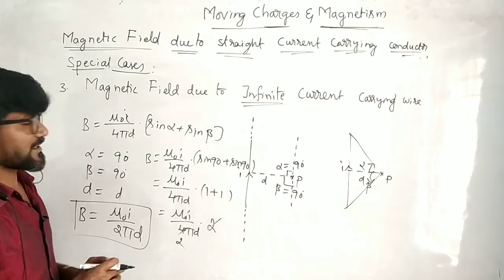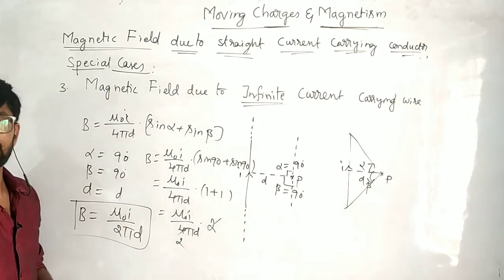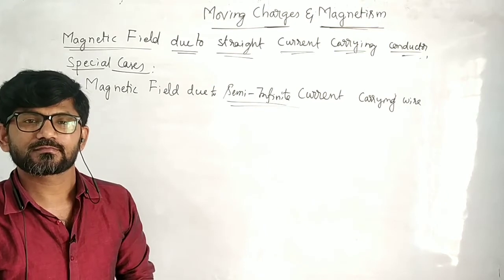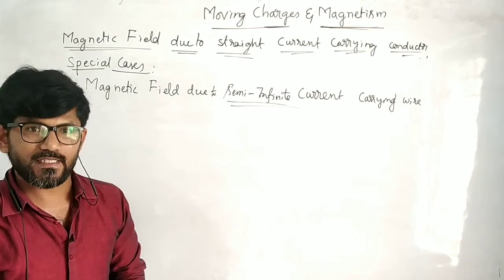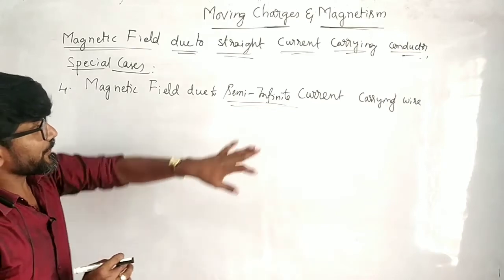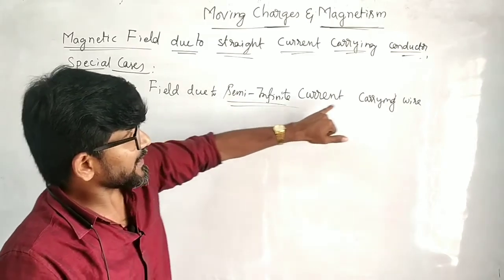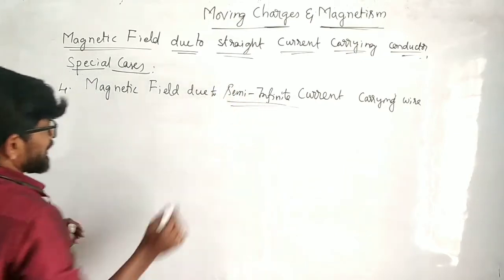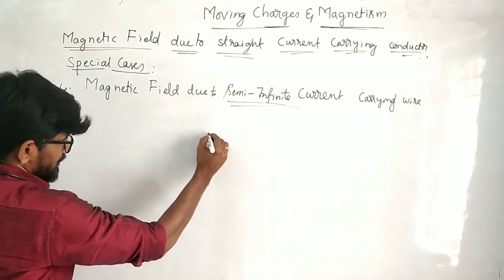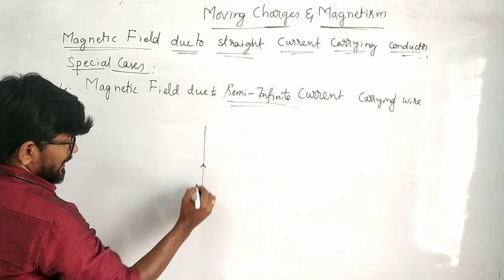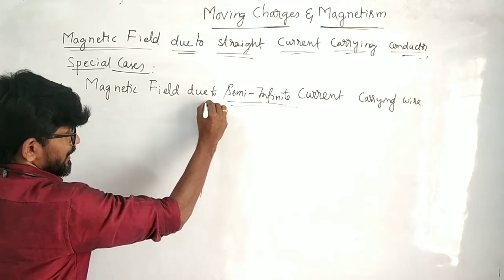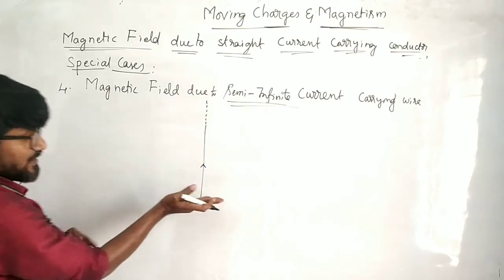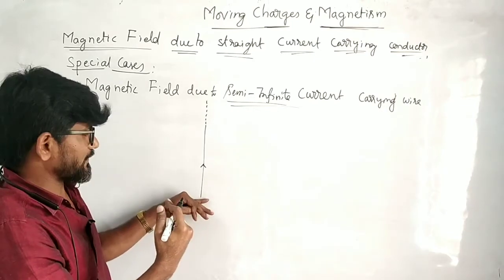Next, let us see the next case. Yes, next one, magnetic field due to a semi-infinite current carrying wire or semi-infinite current carrying conductor. What is this semi-infinite? Let us consider this is our current carrying conductor, and this end is going to infinity, extending up to infinity, and this is the finite end, the edge of the conductor.